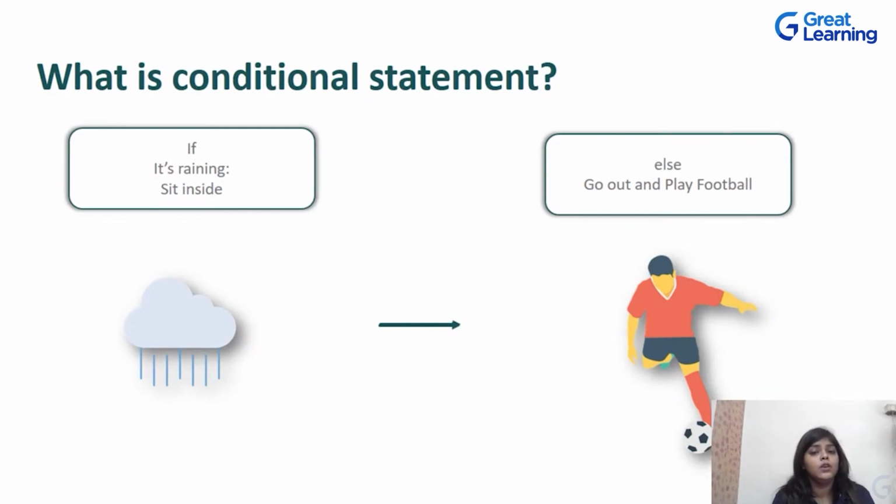Suppose for the conditional statement, you need to take up a decision. If it's raining, then I will sit inside. If it's actually not raining, then I will go out and play football, right? So this is why your if statement comes into the picture, and if else is known as conditional statement. So if you go for an interview in Python, do not say if and else is a loop. It's not a loop, it's a conditional statement, right?